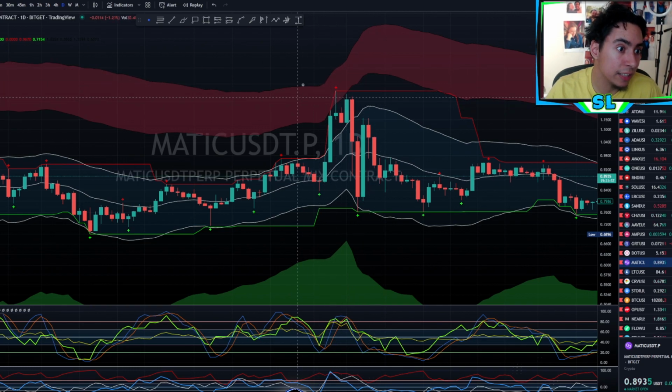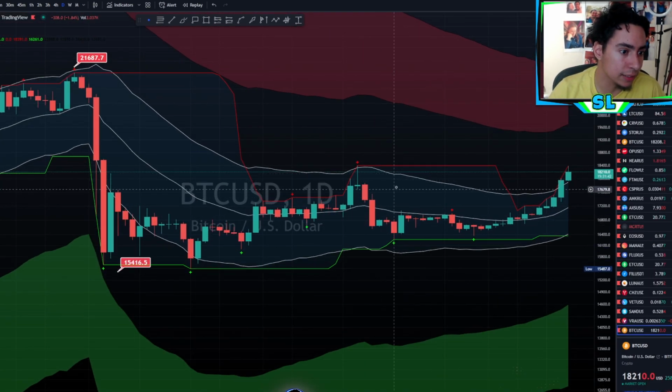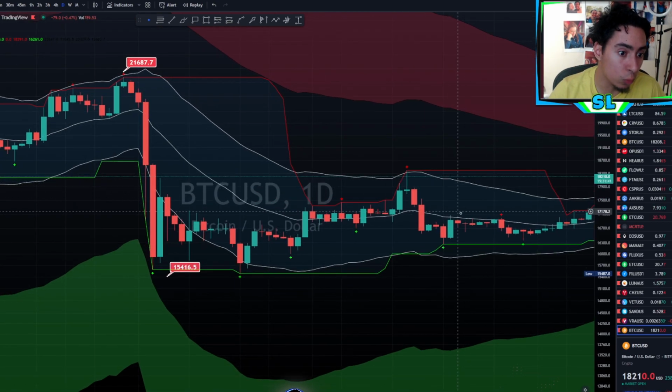Red signifies sell, shorts, and that's what you should have been doing. And look at that, that would have played out, you see. So moving on here to the second element, which are the Keltner bands. The Keltner bands, which are in white. You can see the Keltner bands are in white.